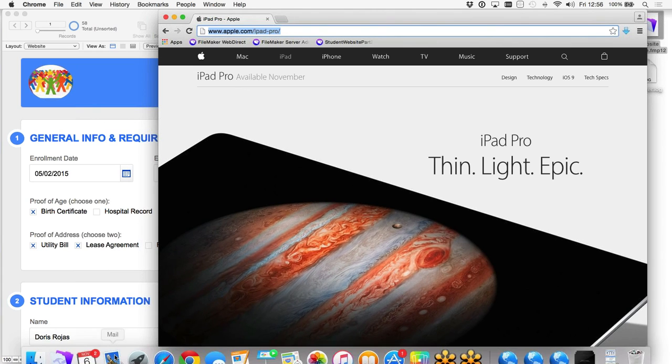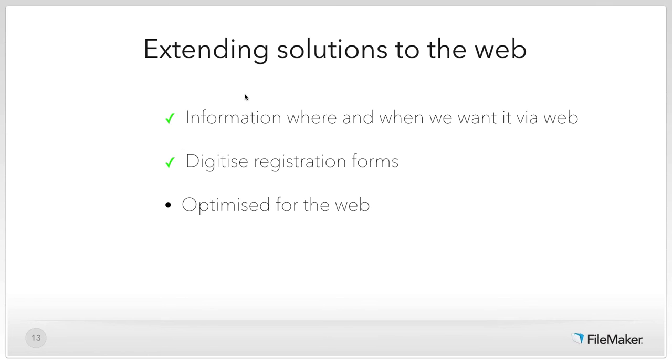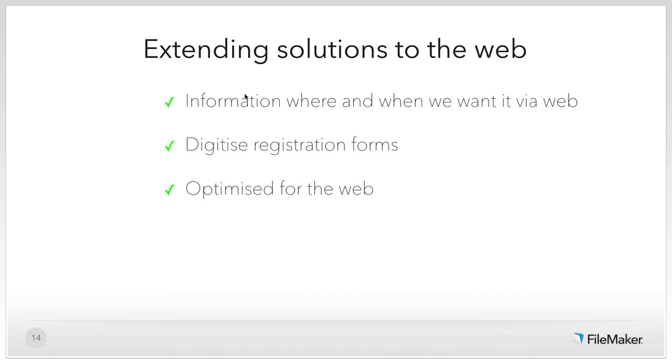Okay, so let's just quickly look at what we've done there. I think we've hit all of the points that were required of us from the school. We've got the information up on the web. We've digitalized a form, and we've optimized it for the web. We've locked it down using security. I've told you how you can do that. We went through and we made sure that parents can only see their own record.